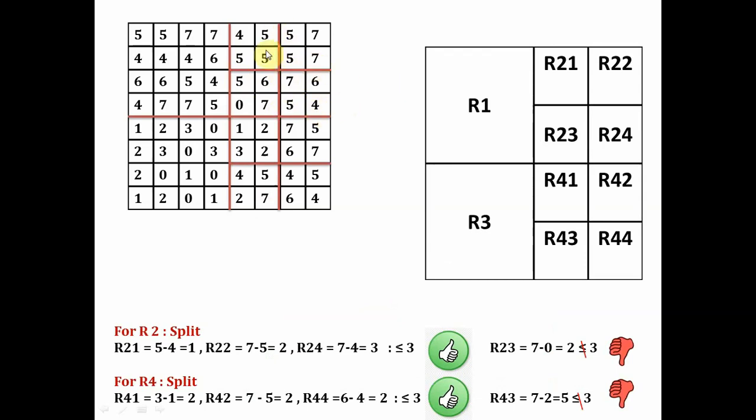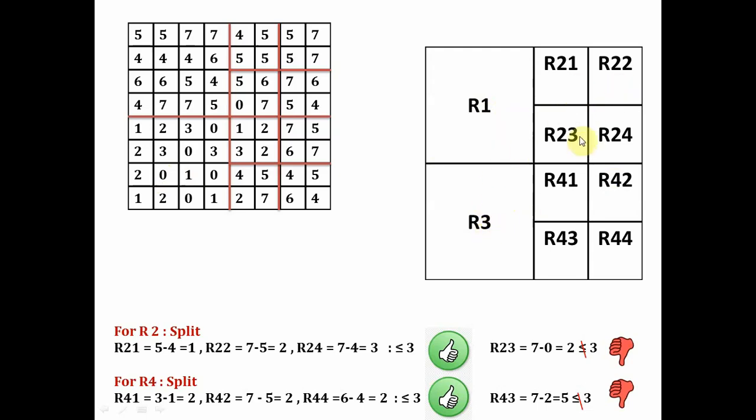Now I have split my R2 and R4. Now I will get four new regions each: R21, R22, R23, R24, R41, R42, R43, and R44. R1 and R3 I don't have to split because they are satisfying the condition. Now again I will go through each and every region. I don't need to do the calculation again for R1 and R3.